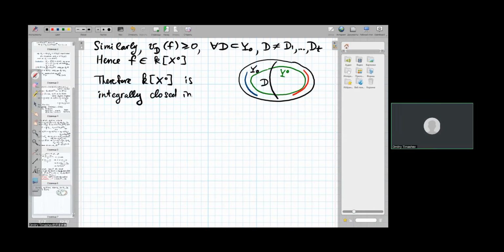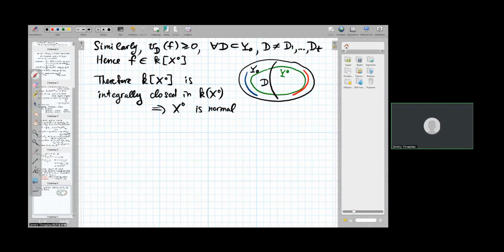In the field of rational functions. And this implies, of course, that X upper naught is normal. So we have to stop.